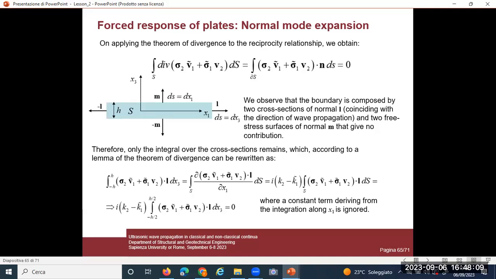This makes things much more complicated, and the, let's say, reciprocity condition for a plate can be expressed in this way. So it is the integral over the cross-section of the sum of these products, and here you've got the wave numbers.